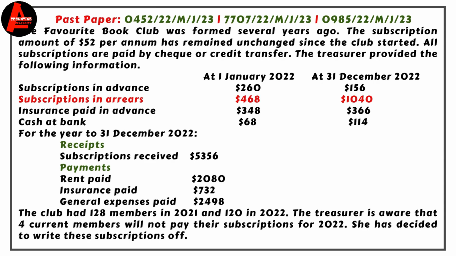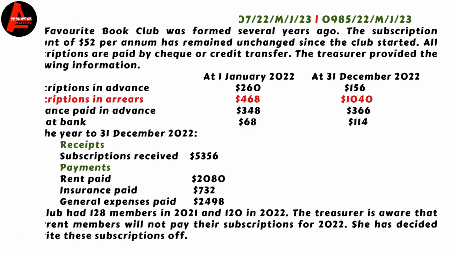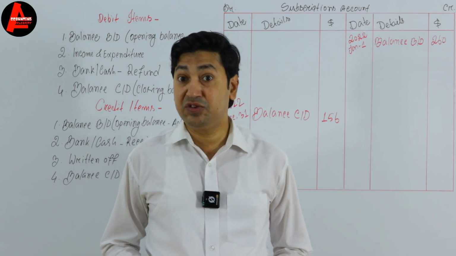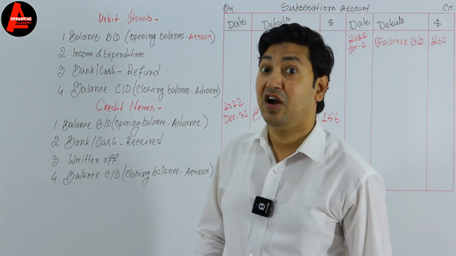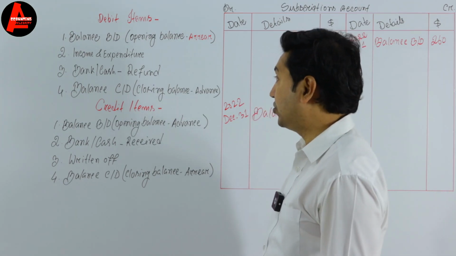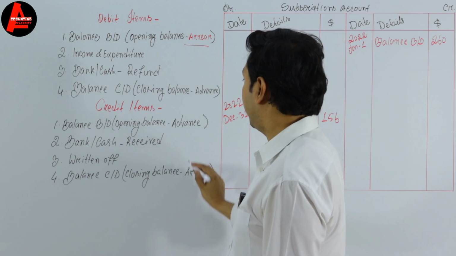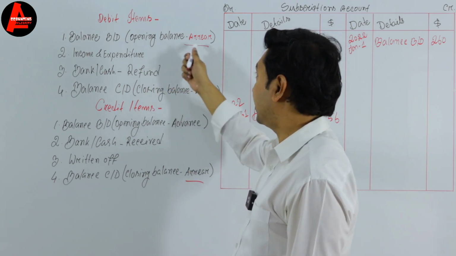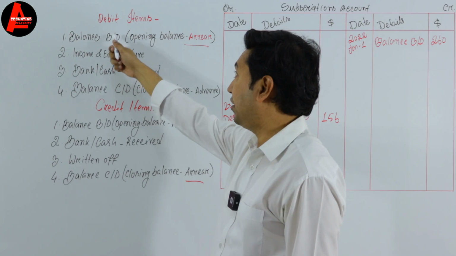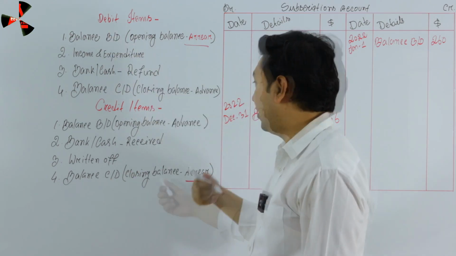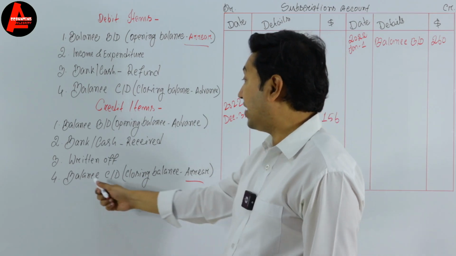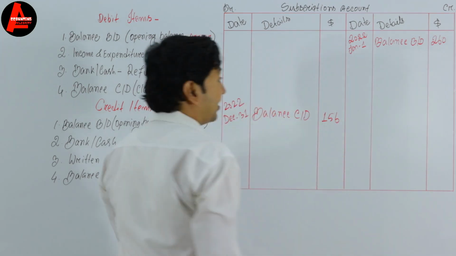We have subscription in arrears on 1st January 2022. It is $468, and at 31st December 2022, it is $1,040. Again, we have two items, two amounts, but these are related to arrears, meaning unpaid or outstanding. So now what to do? Look at here arrears, and here also arrears. Opening balance, if it is arrears, we write as balance BD, but on the debit side. Closing balance, if it is arrears, we write as balance CD, but on the credit side here.